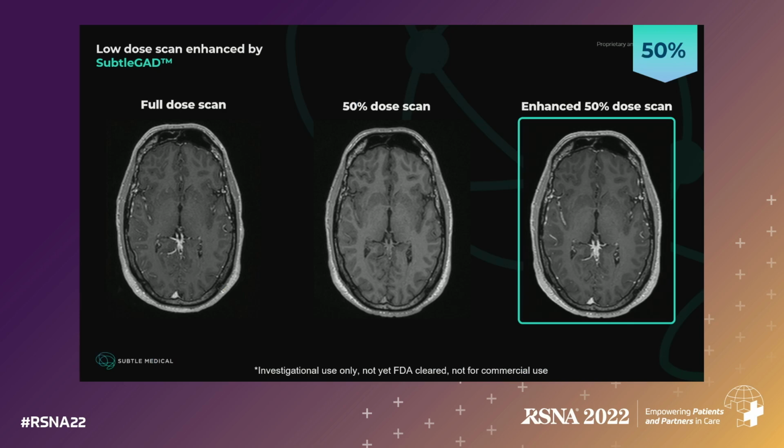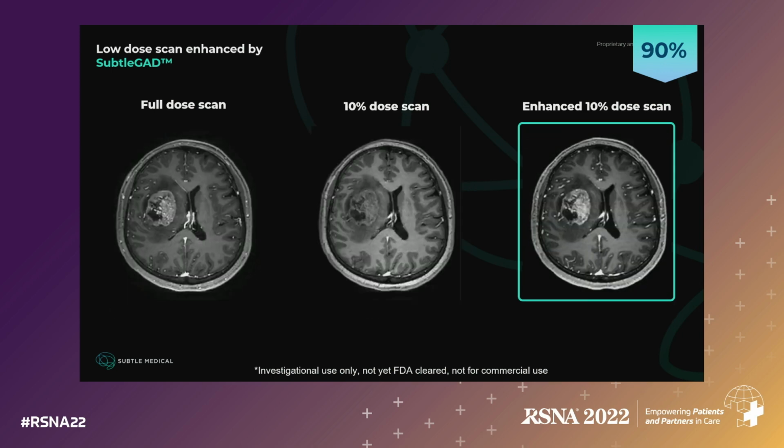Here's an example of a half-dose image. Image on the left is the full contrast dose, the middle is the original half-dose image, and the right is after being enhanced by Subtle GAD. You can see the small enhancing vessels that are barely visible in the half-dose image have had their contrast restored in the enhanced image on the right.